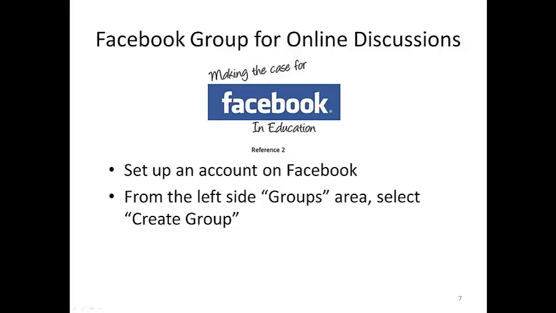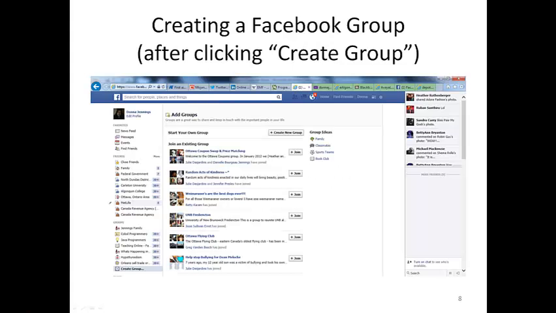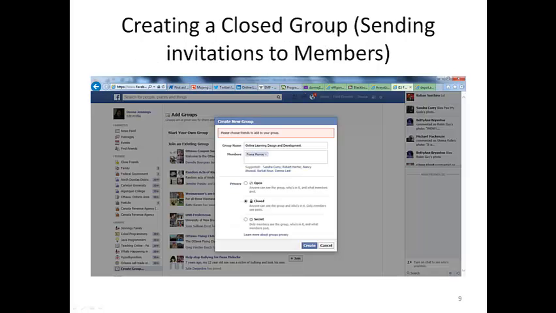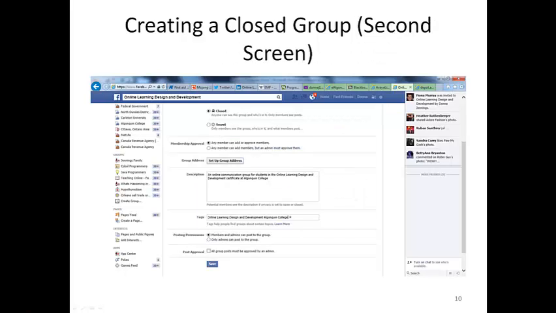From the Groups area of your Facebook homepage, select Create Group. Click the Create New Group button. Select the Close type to create a members only group. Note that you will be required to enter at least one member name to be able to create the group.